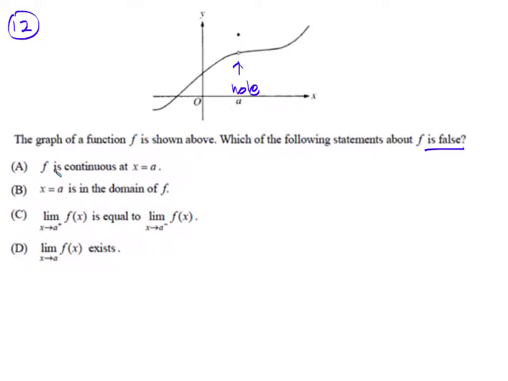Since there's a hole, it's not continuous. This is false. And remember, we're looking for something that's false. That's the answer. Let's just quickly go through B through D to understand why all of these are true.